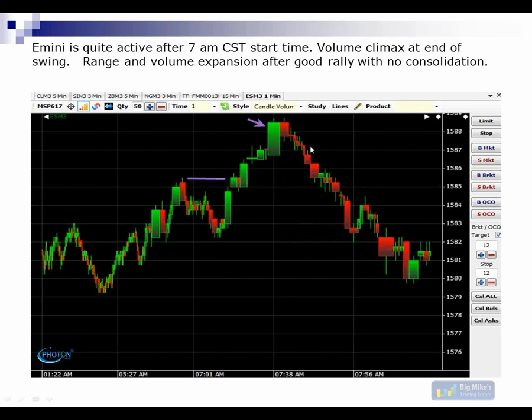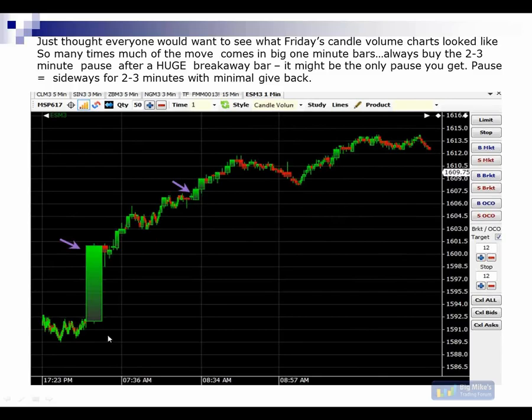Next, I just thought that you would be curious to see what last Friday looked like on 1 minute candle volumes, and how much of that markup after that number transpired in a 1 minute data period. So almost 10 handles unfolded in 1 minute. So you know that the marketplace was ready for that breakout. Everybody was watching that same movie.